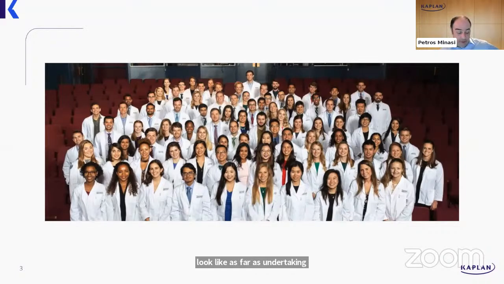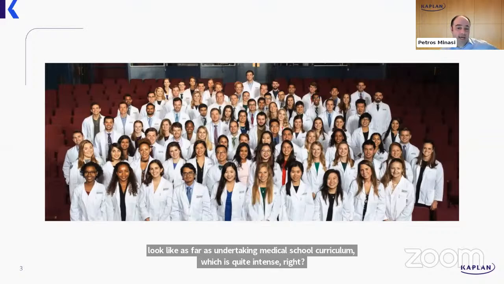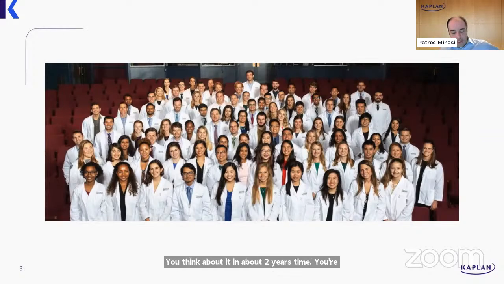You think about it, in about 2 years' time, the amount of material that you're learning in that period of time is exponential relative to what you've even learned as an undergrad and throughout your life, if you will. So it's a very, very high demand period of time. And so the MCAT exists to seek out what that potential is.